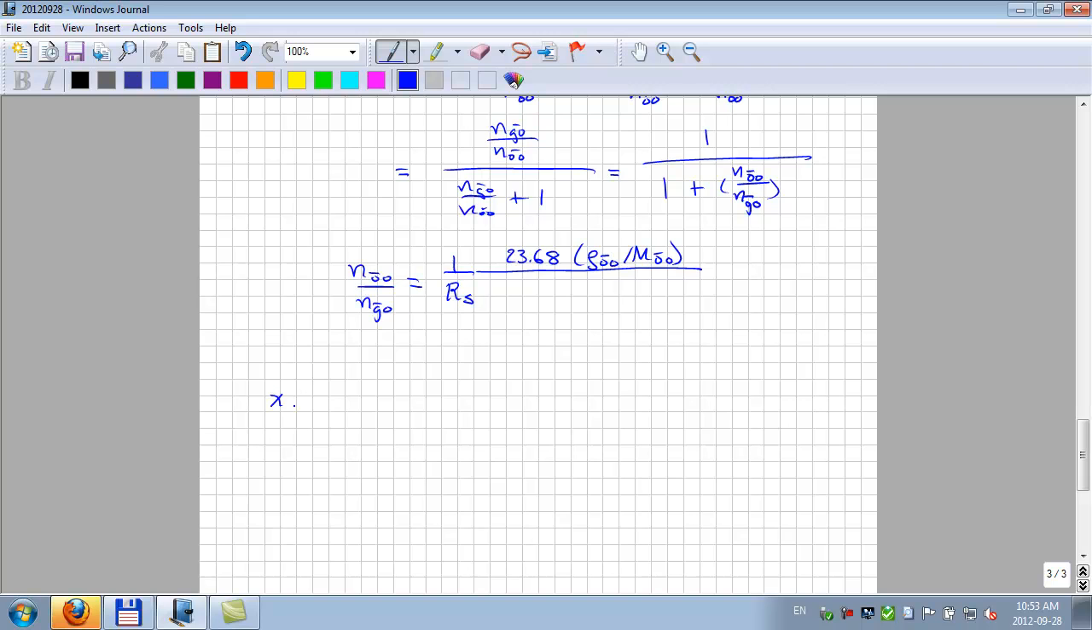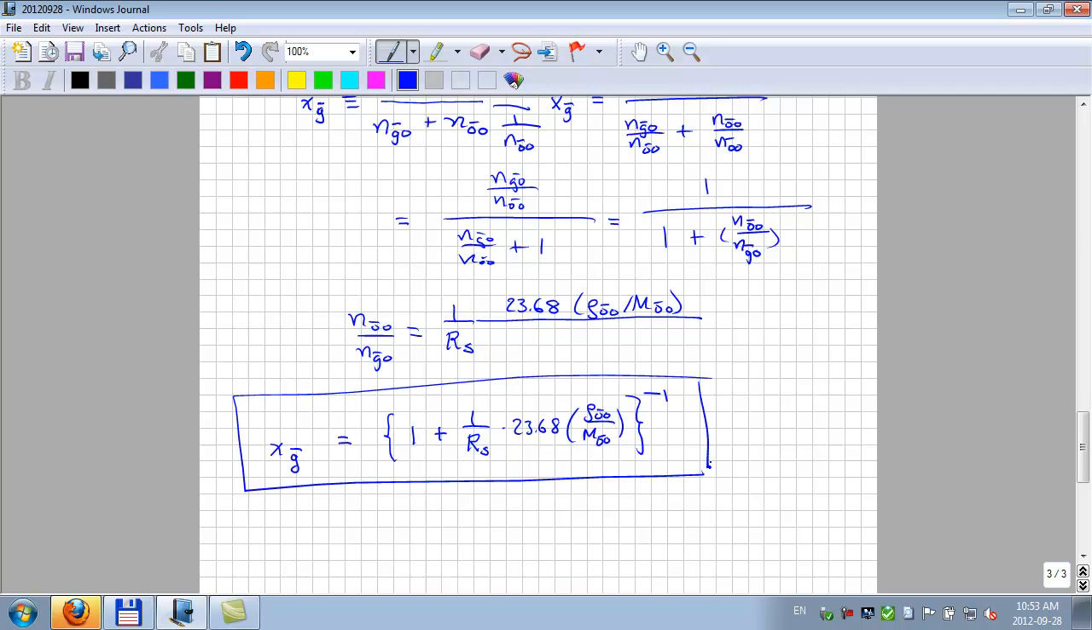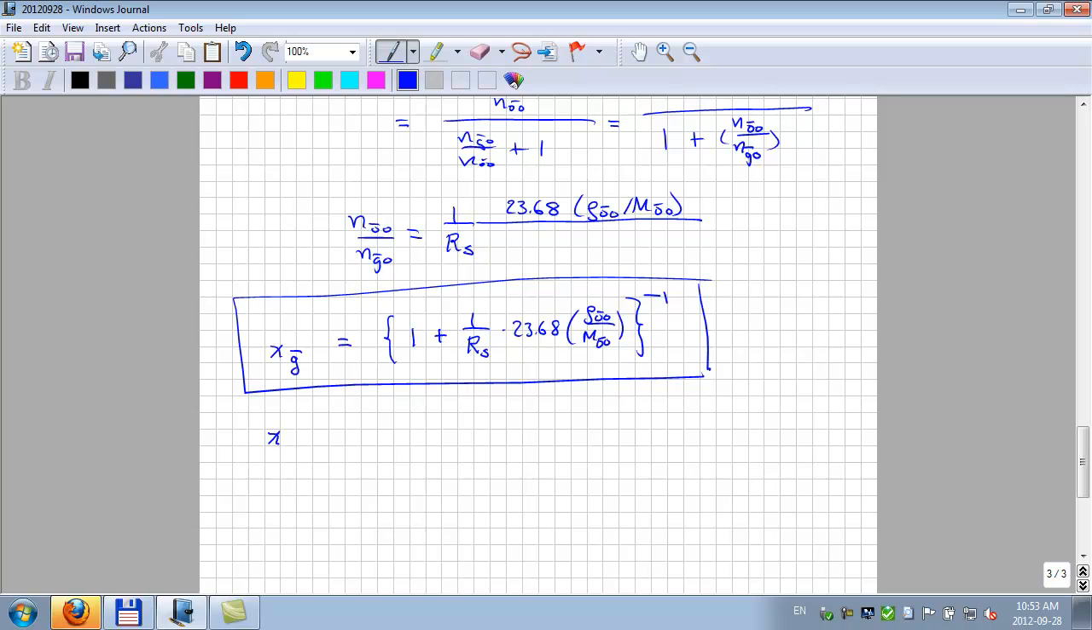Which means that X of G, the mole fraction of the surface gas component in the oil phase, is just 1 plus 1 over RS times this constant, to the minus 1. Exact. That's the mole fraction. So if you've got RS, you can get mole fraction. And then the mole fraction of the other component is what? We just make our life easy and write it like this. So it also is a function only of RS.